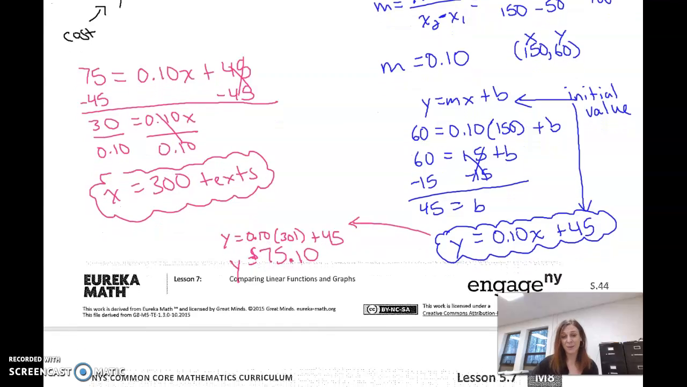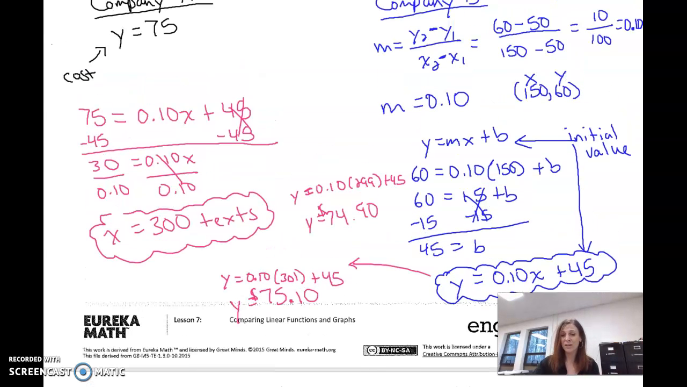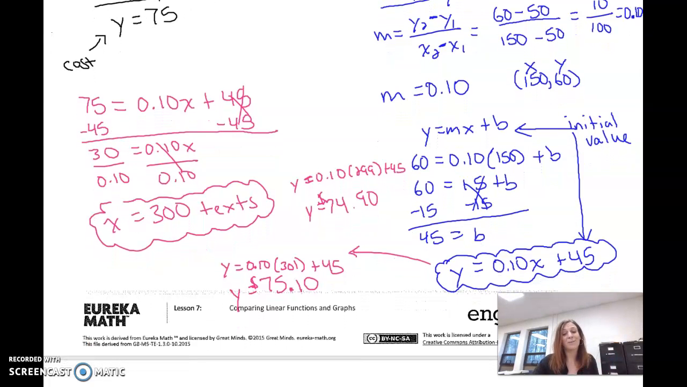If we were to do 299 texts, and I grab my trusty calculator here, that would be $74.90. So that 300 is the cutoff point. If you're going to send less than 300, company B is the better deal. But if you're going to send more than 300, company A is the better deal.